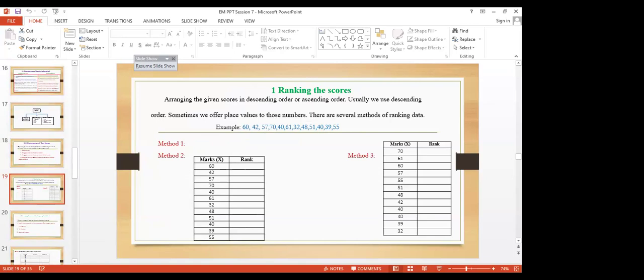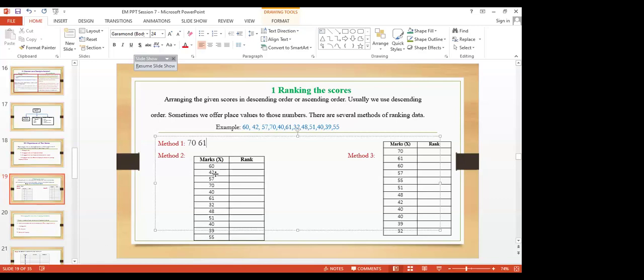What is the highest mark here? 70, right? Yes, 70. Then the next highest mark is? 61. Yes, 61. Like that, you can arrange these numbers in descending order.